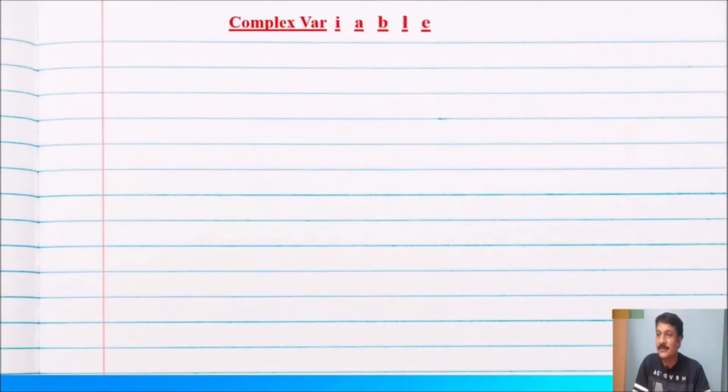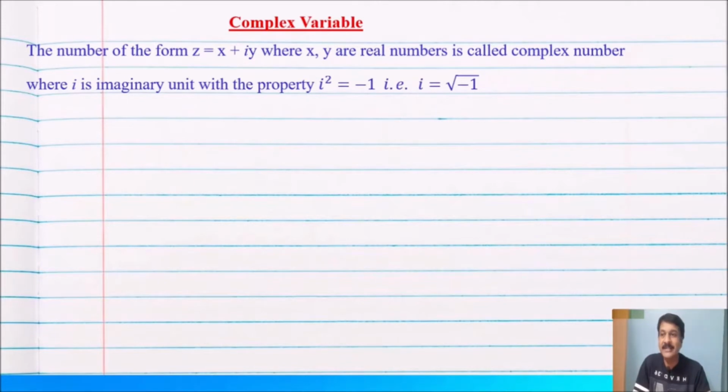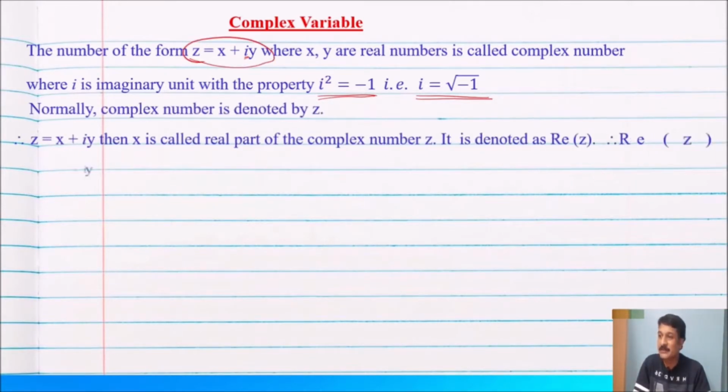So in the complex variable, first we see the number of the form z equal to x plus iy, where x and y are real numbers and i is the imaginary unit. So what is the property of this i? That is i square equal to minus 1, and when we take the square root, I will get i equal to root of minus 1. So normally a complex number is denoted by z. Therefore z equal to x plus iy.